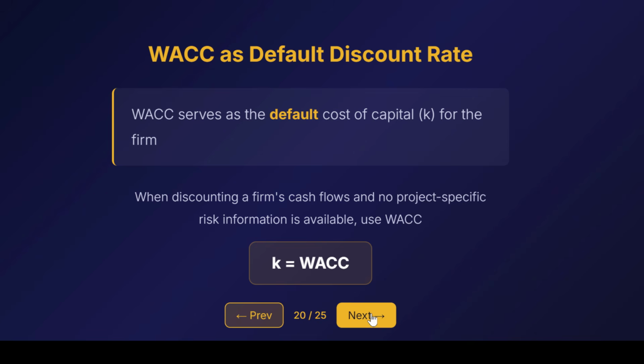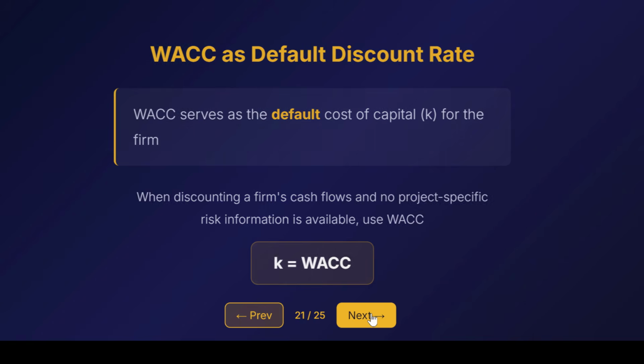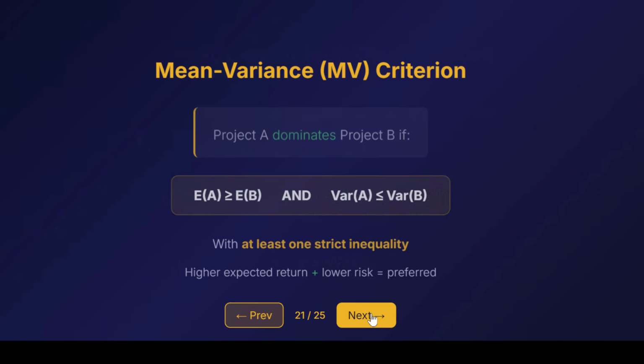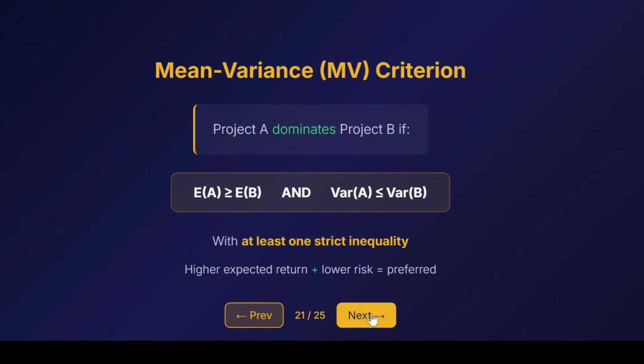When the mean variance criterion is inconclusive. If one project has a higher expected return but also higher variance, use additional tools like the coefficient of variation, the Sharpe ratio, or the certainty equivalent. Certainty equivalent and risk premium. The certainty equivalent, or CE, is the guaranteed amount equivalent to a risky gamble. The expected cash flow equals the present value times (1 plus K), where K equals the risk-free rate plus the risk premium.